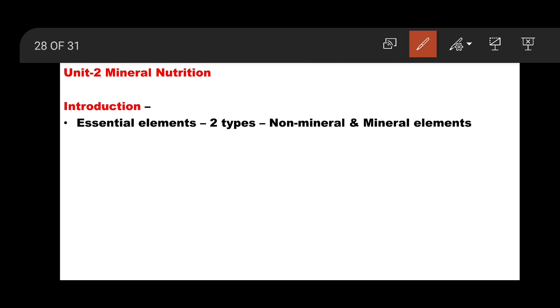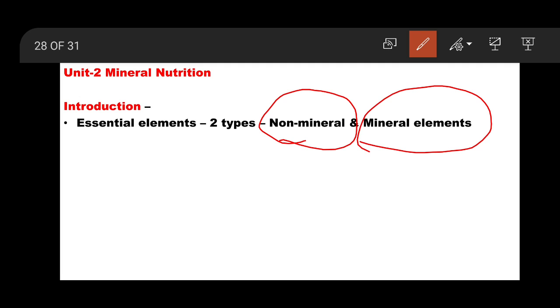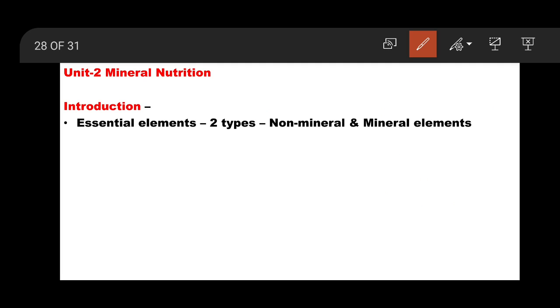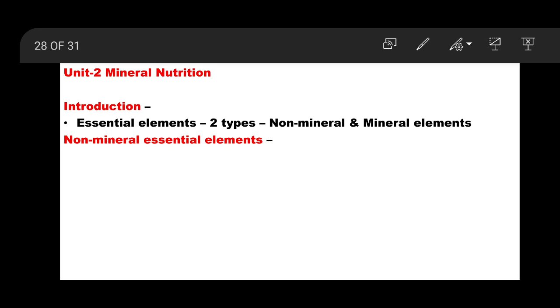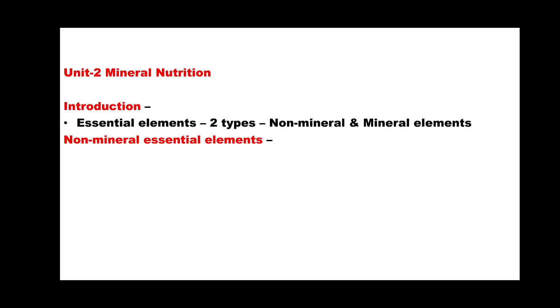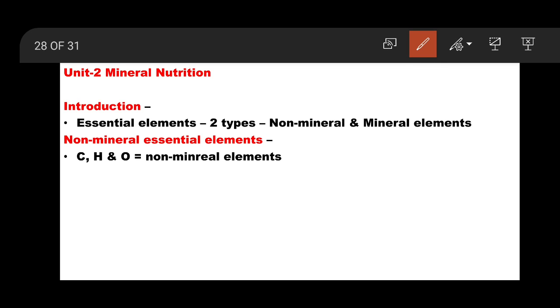So essential elements are of two types. First one is non-mineral elements, which are not found in minerals, and another one is mineral elements. First we are going to discuss non-mineral elements. These are non-mineral essential elements. So which elements come under this?